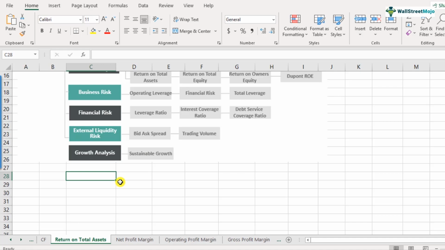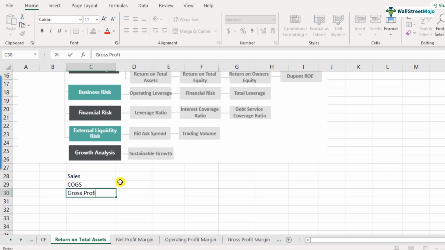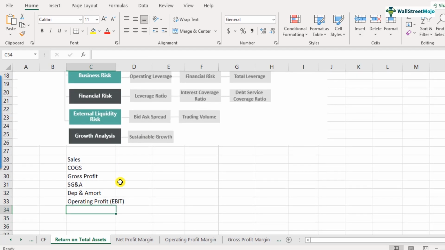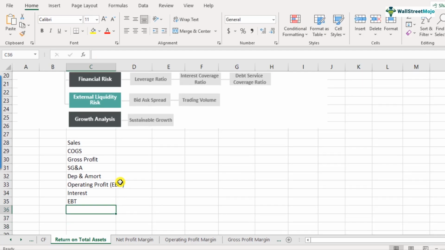So let's look at the income statement to understand this first. So we start with the income statement. We have sales, we have cost of goods sold. So what we get is gross profit. After gross profit, the expenses like selling, general and admin expenses are deducted. And then we have the depreciation and amortization expenses, right? So we get the operating profit or EBIT here. And then after the operating profit, we deduct the interest expense. So we get EBT. From EBT, we reduce the taxes to get the net income or net profit.